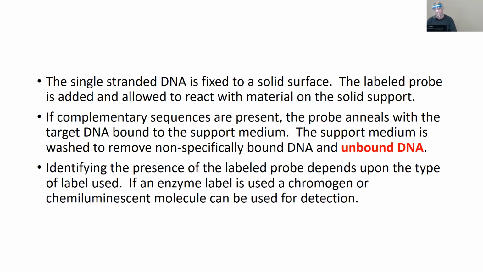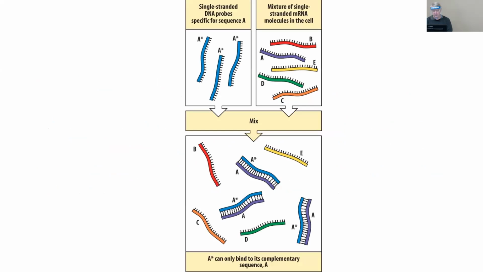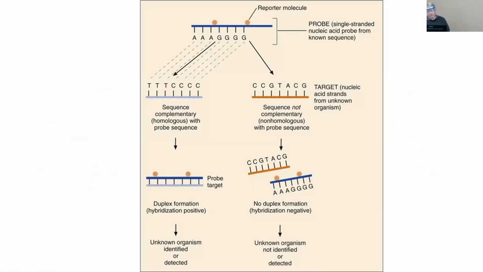And then we identify the presence of the labeled probe based on the type of label used. Labels we can use include an enzyme using a chromogen. You're very familiar with that. We've been using that technology in the lab. Or a chemiluminescent molecule can be used for detection. Either way. This basically just shows you the single-stranded DNA probes over here with their substrates, the mixture of single-stranded messenger RNA on this side. You mix them together, and you see that there were some complementary strands that were found. We wash away the unbound. Again, showing you how these would match up. If the sequences were there, the probe target is found, not found, and then we detect.